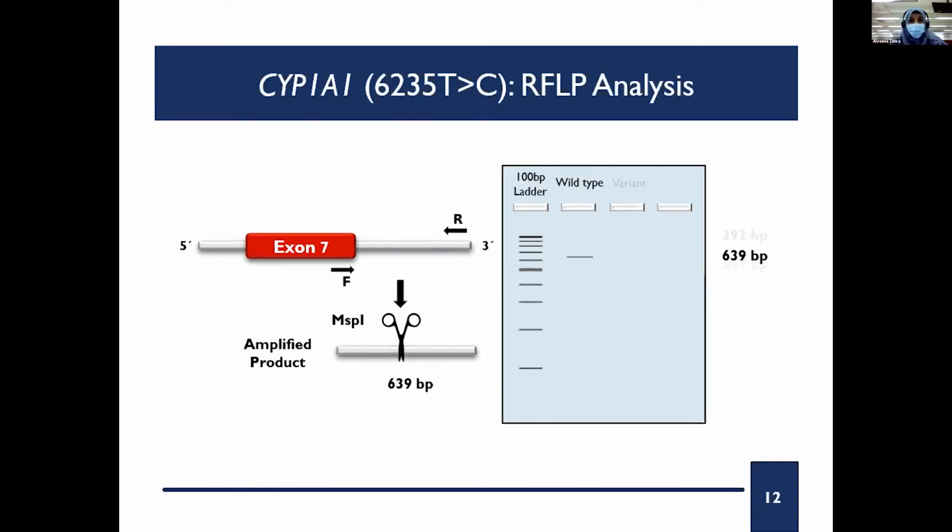But in case of substitution from thymine to cytosine at nucleotide position 6235, there is a formation of a restriction site for MSP1 enzyme, which results in two fragments which are of 392 and 247 base pair respectively. And in case of heterozygous condition, when variant allele is present in heterozygous condition, all the three bands of 639, 392 and 247 base pair are observed respectively.